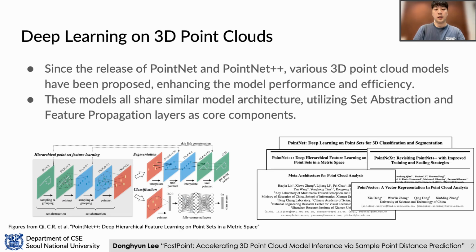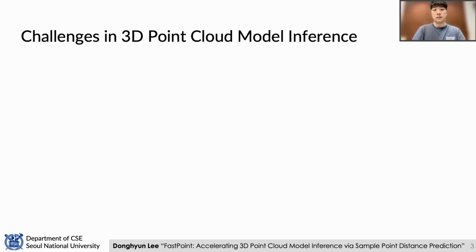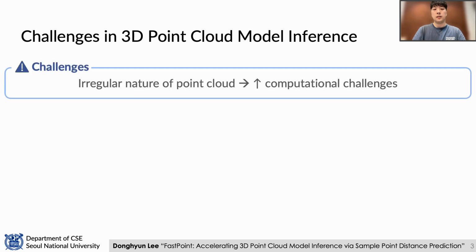Since the release of PointNet and PointNet++, various 3D point cloud models have been proposed, enhancing the model performance and computational efficiency. They all share similar model architecture, utilizing set abstraction and feature propagation layers as core components. Despite prior advances, the irregular nature of point cloud data still poses significant computational challenges, limiting the practical deployment of 3D point cloud models in real-time applications.